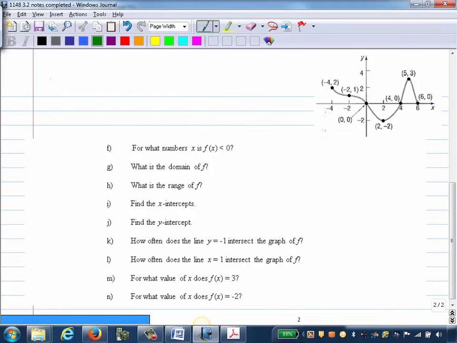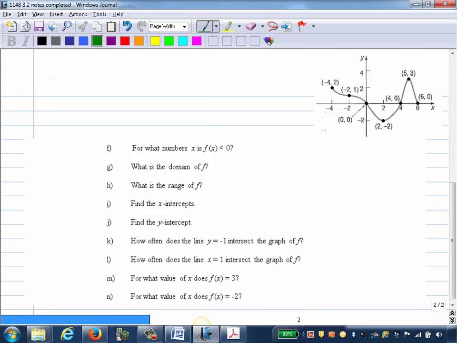Example 1, sections f through n. So we're given the graph of function f, and we're going to use this graph to answer the following questions about it. Part F. For what numbers x is f of x less than 0?